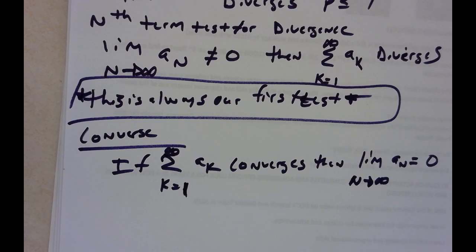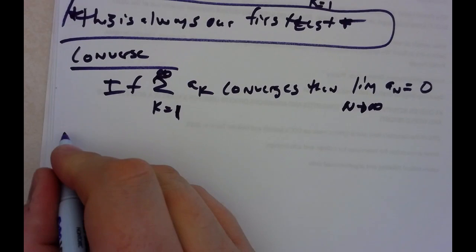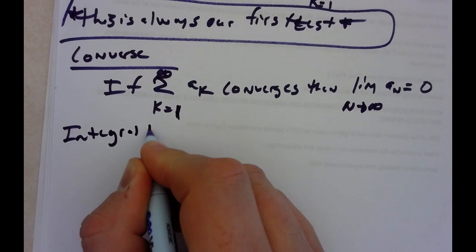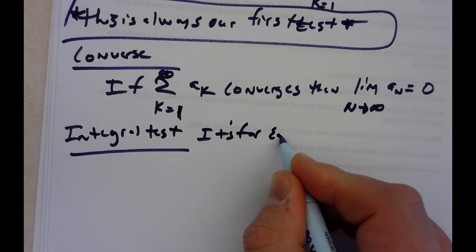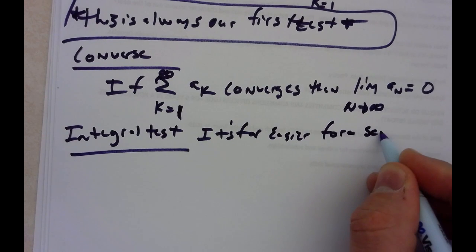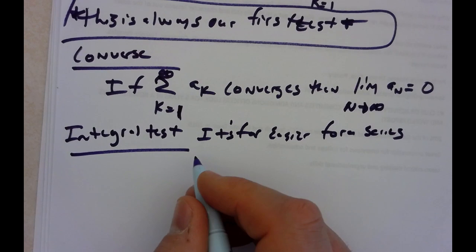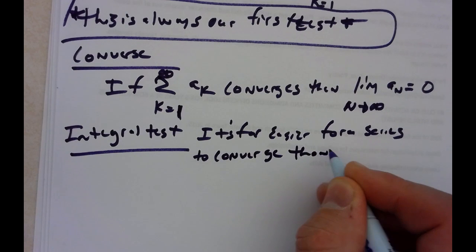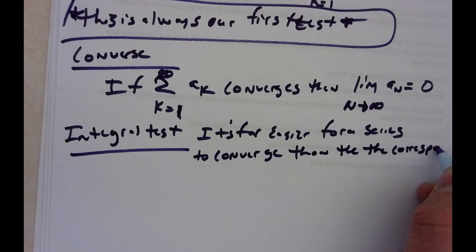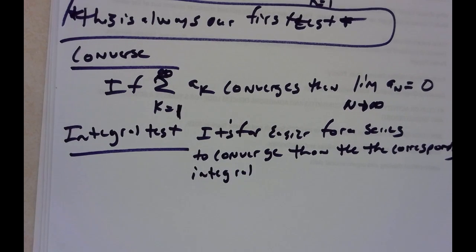The only time it works is what we use that for a lot, to sandwich it in between. Then one more, and then the integral test. Oh boy. I told you before, it's far easier for a series to converge. The series has to converge at every single value: F1, F2, F3. It's far easier for the integral to converge.